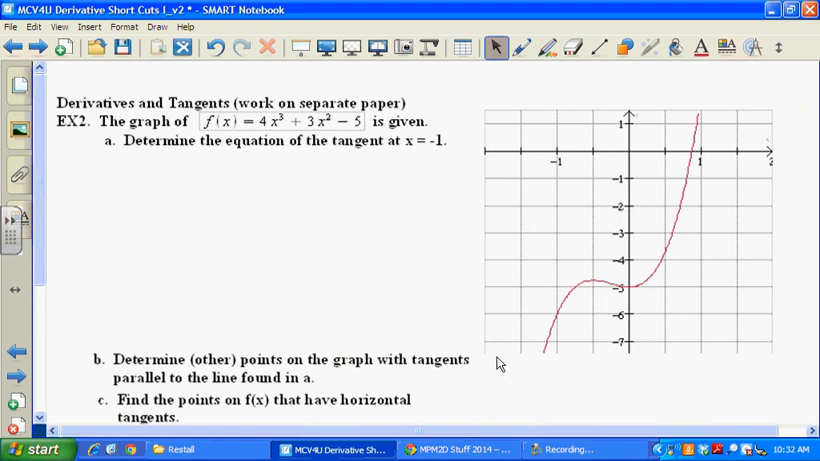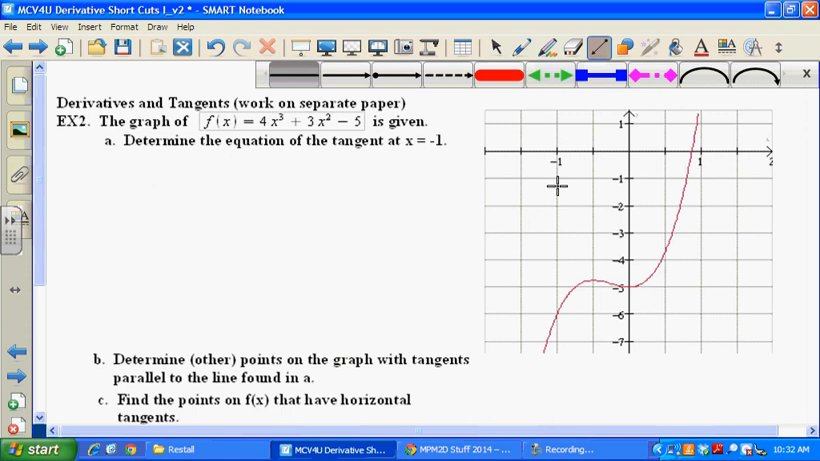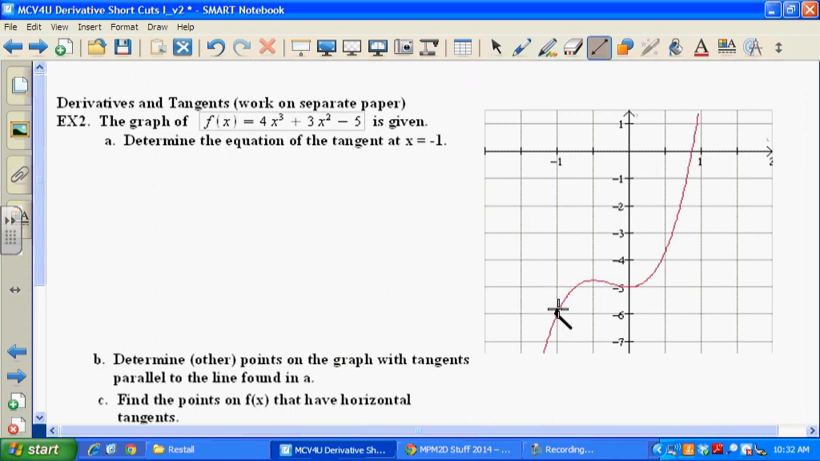We've got a graph of a function. It's a polynomial function. And we want to determine the equation of the tangent at x equals minus 1. So at x equals minus 1, let's see, would be right about there. Oops. That's definitely not the tangent, but something like that might be. So what's the equation? Well, we're going to come up with it.